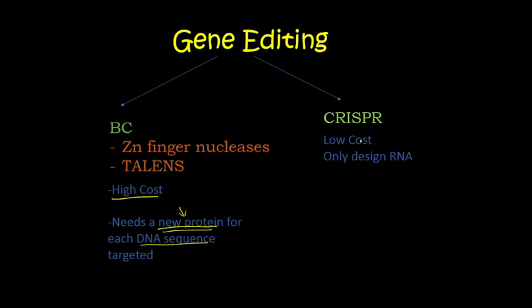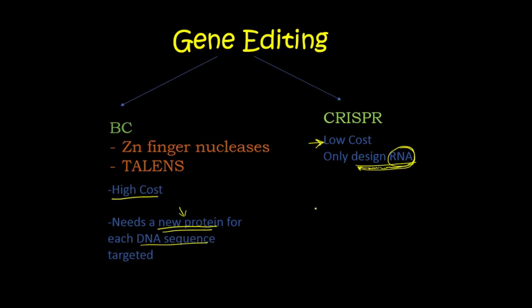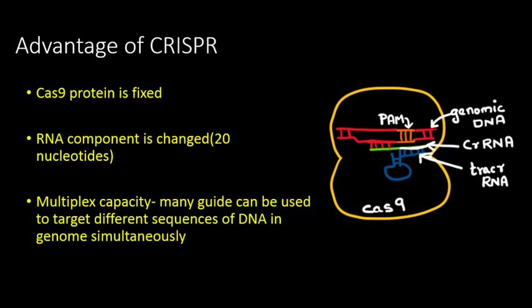And the advantage of CRISPR was it is comparatively low cost. It's not that it's dirt cheap, it is comparatively low cost, and we don't need to produce a new protein for each DNA sequence. We only have to design an RNA, which is pretty easy. You can do it in a single day in labs, and in some cases it only takes hours to design an RNA which is complementary to the DNA strand that we want to edit. So it is a comparatively low cost, less time consuming, less labor intensive method, and it gained wide acceptance.